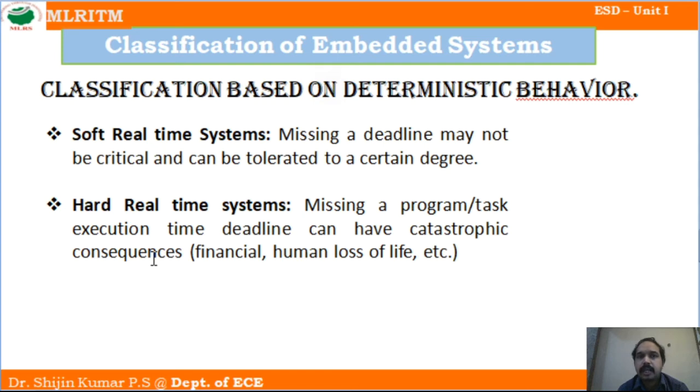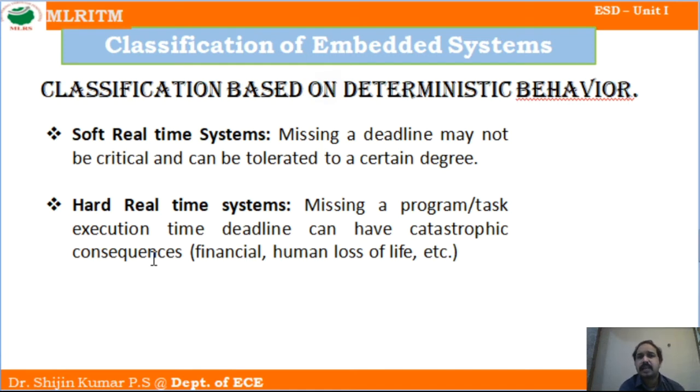So soft real-time systems are, if we miss a deadline, that is, at a particular time a particular action has to be performed, if it is not performed, it can be tolerated to a certain degree. So it is okay. That is a soft real-time system. Missing a deadline is okay, it can tolerate a deadline miss, no problem.